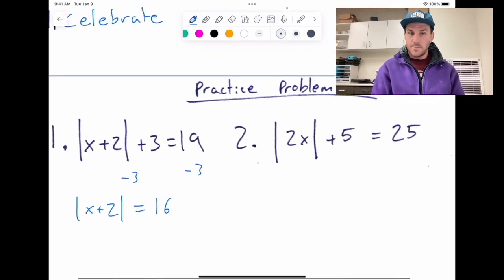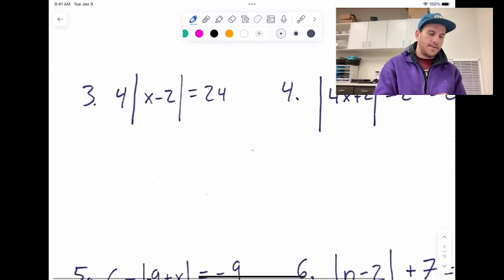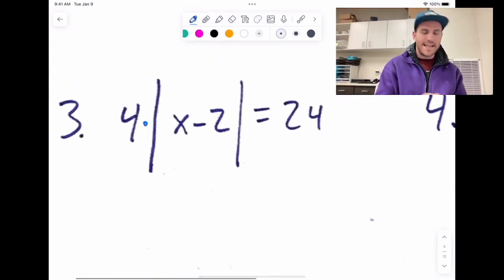Okay, the second one, what do you think I did? You're right. Subtract 5. I hope you're right. Okay, and you get the absolute value of 2x equals 20. All right. This one here, remember, this is multiplication.